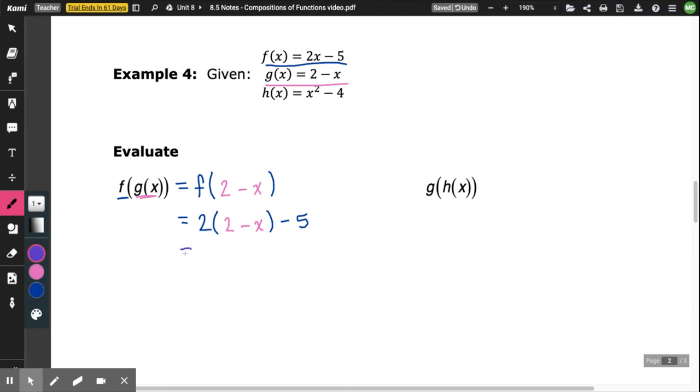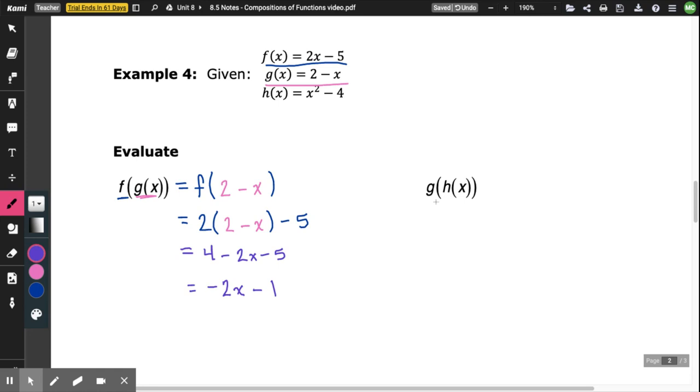Now finally I can write the composition just by simplifying what I have. I'm going to distribute the 2 into the parentheses, which gives me 4 minus 2x. Then again, combine like terms, and I like to have my x's first. So I'm going to say minus 2x, and then a positive 4 minus 5 would be a negative 1. So this composition would be negative 2x minus 1.